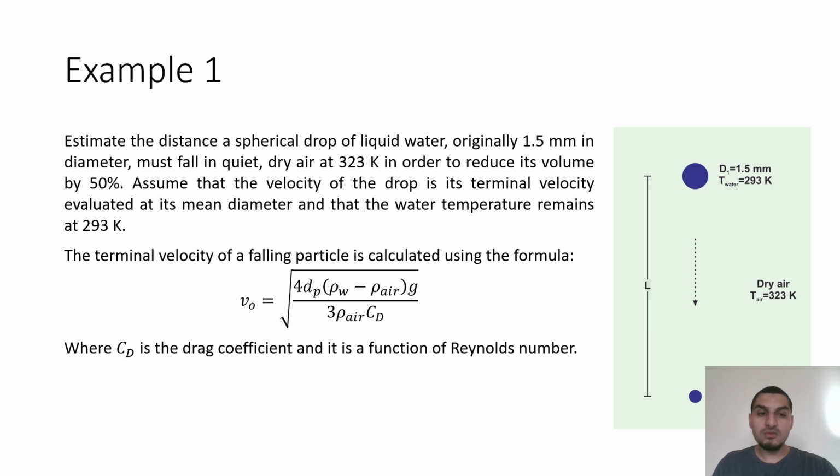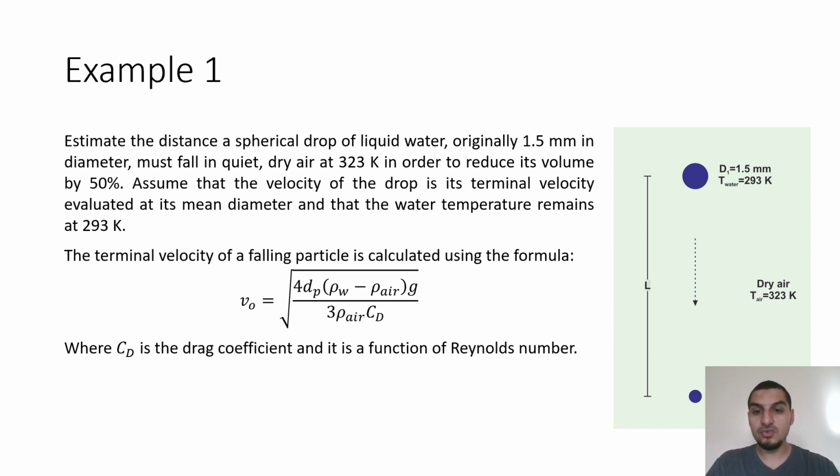So here we will cover this problem where we have a spherical drop of liquid water, which is this. It has the diameter of 1.5 millimeters originally, and it falls in quiet dry air. And we mean by quiet dry air that the air is dry, which means that it does not contain any humidity. So the partial pressure of water in air is zero. Quiet means that there is no turbulence, so the motion is only due to the falling of the drop.